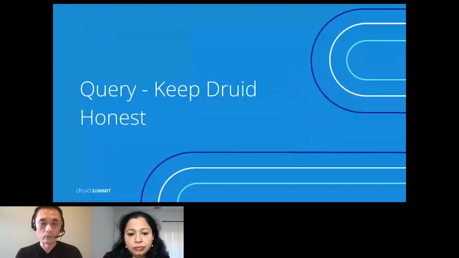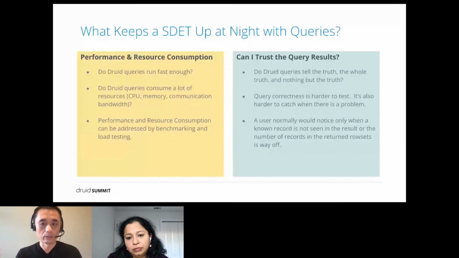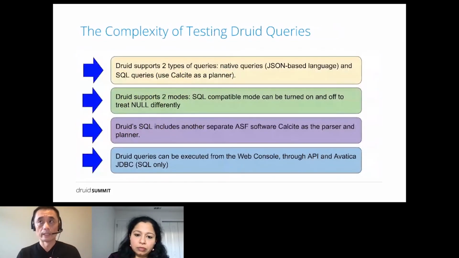This kind of stuff you can normally address by benchmarking and load testing. However, the other equation is, can I trust the Druid query results? Do Druid queries tell the truth, the whole truth, and nothing but the truth? Query correctness is harder to test, right? Everybody knows that a user normally only notices it when a known record is not seen in the results, or the size of the row set is way off. That's the only way a person will notice that the query is not returning the right results.